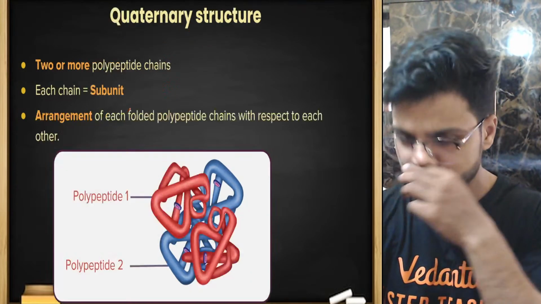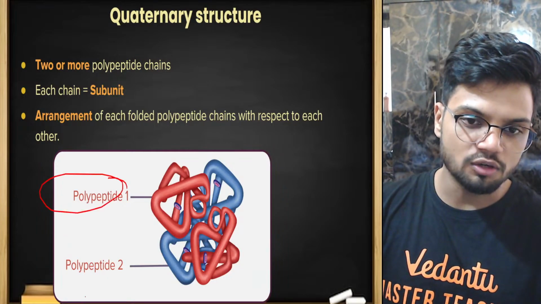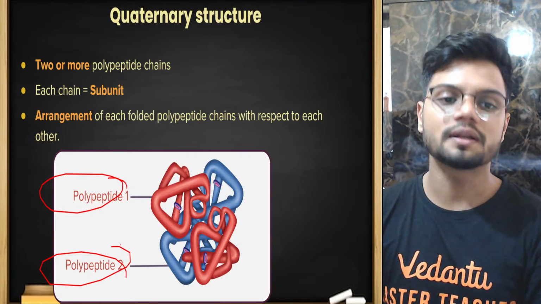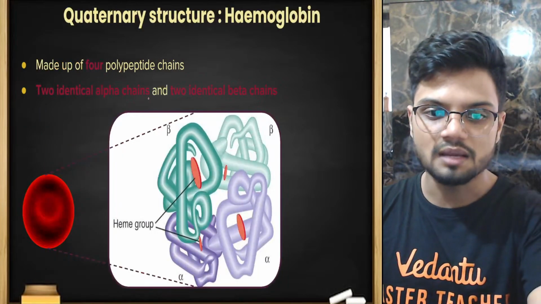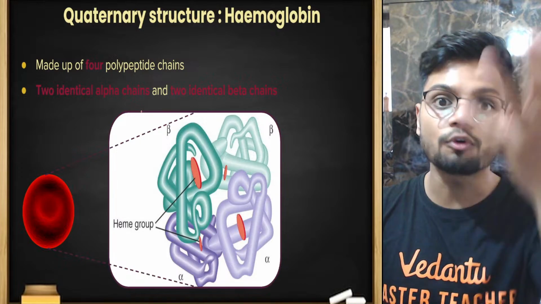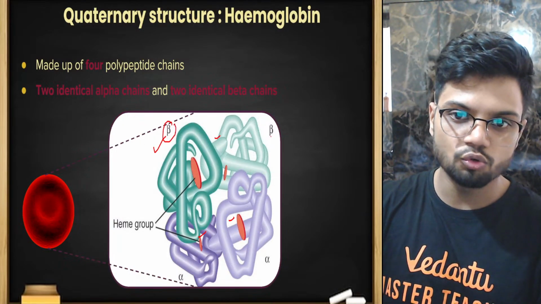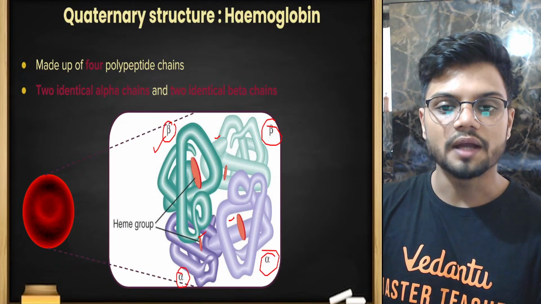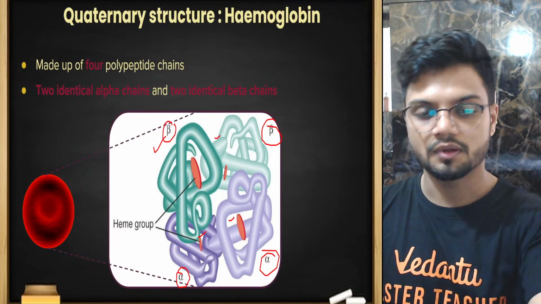Okay. Now, quaternary. Quaternary, what is happening? We have one peptide chain on top, one peptide chain on the bottom. When many tertiary structures come together, we end up getting the quaternary. Two or more polypeptide chains are here. I'll tell you the best example is hemoglobin. Human hemoglobin is made up of four chains. See, chain 1, chain 2, chain 3, chain 4. There are two alpha chains and two beta chains. In the case of quaternary structure, hemoglobin is the example.